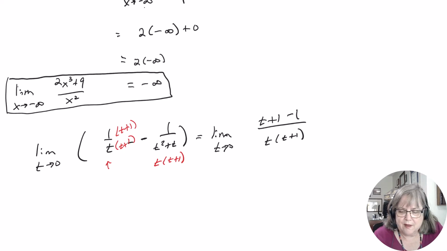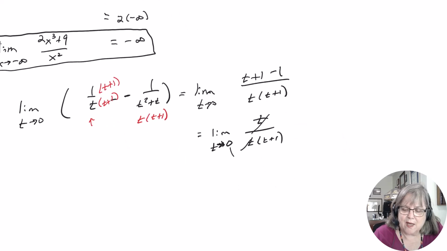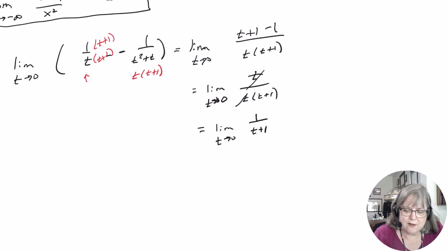Okay? Which is t over t times t plus 1. And these t's cancel, which is great because that's what's keeping me from using the 0. So I have the limit as t goes to 0 of 1 over t plus 1. So this turns out to be 1 over 0 plus 1. This is 1. So the limit.